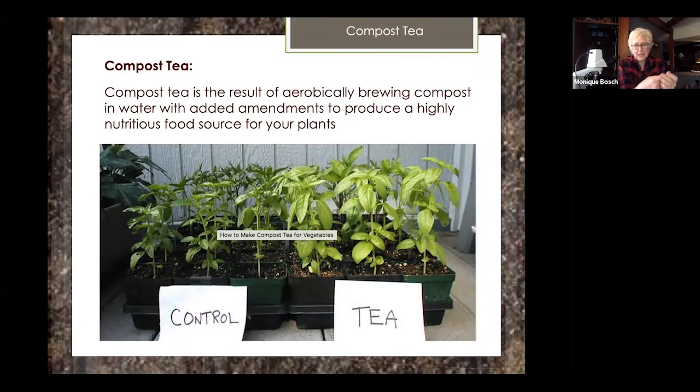In this case, I usually add liquid kelp, fish hydrolysate, and some humic acid. The microbes eat those amendments, multiply by the billions within 24 hours, and then that tea is what you apply, foliar and around the roots of your plant.